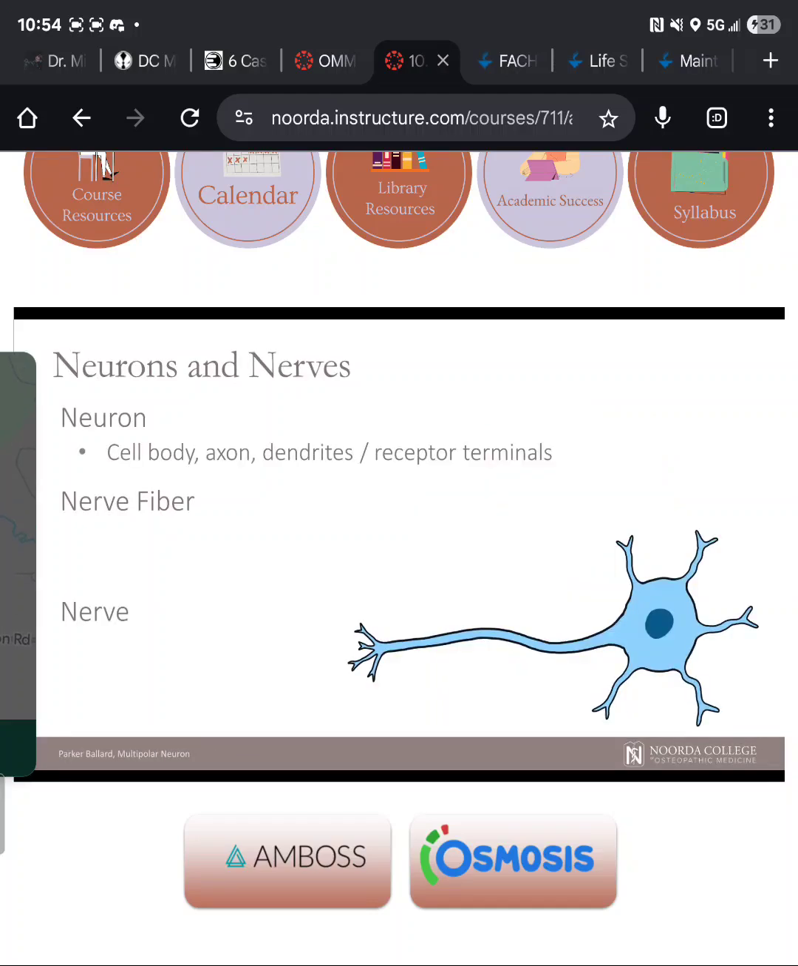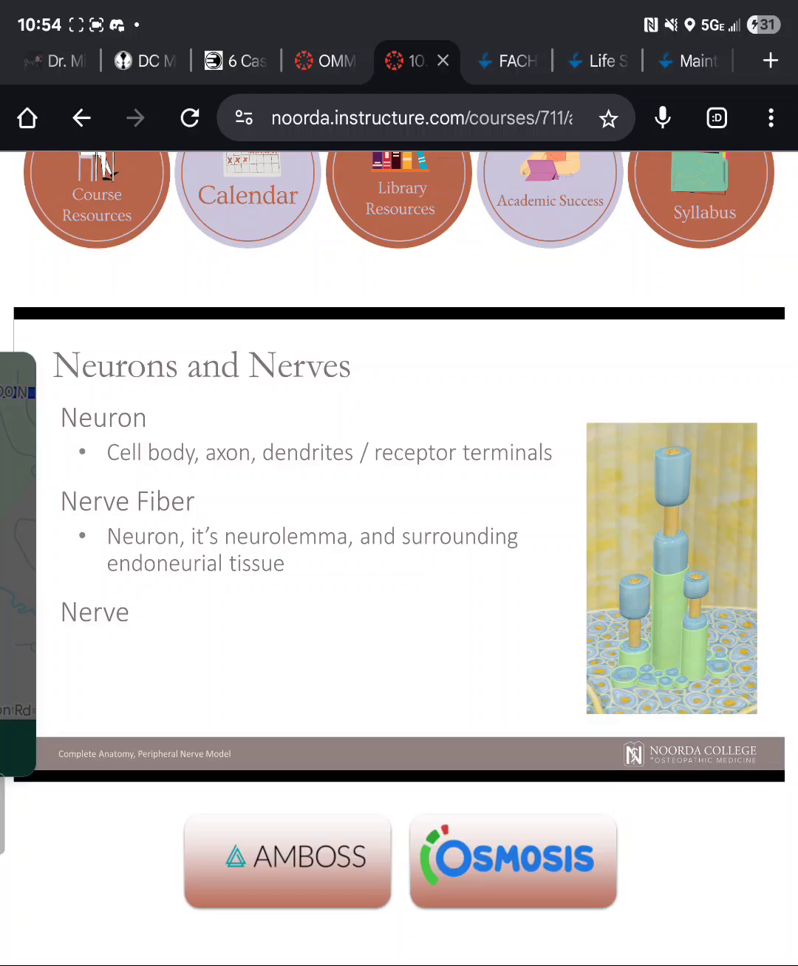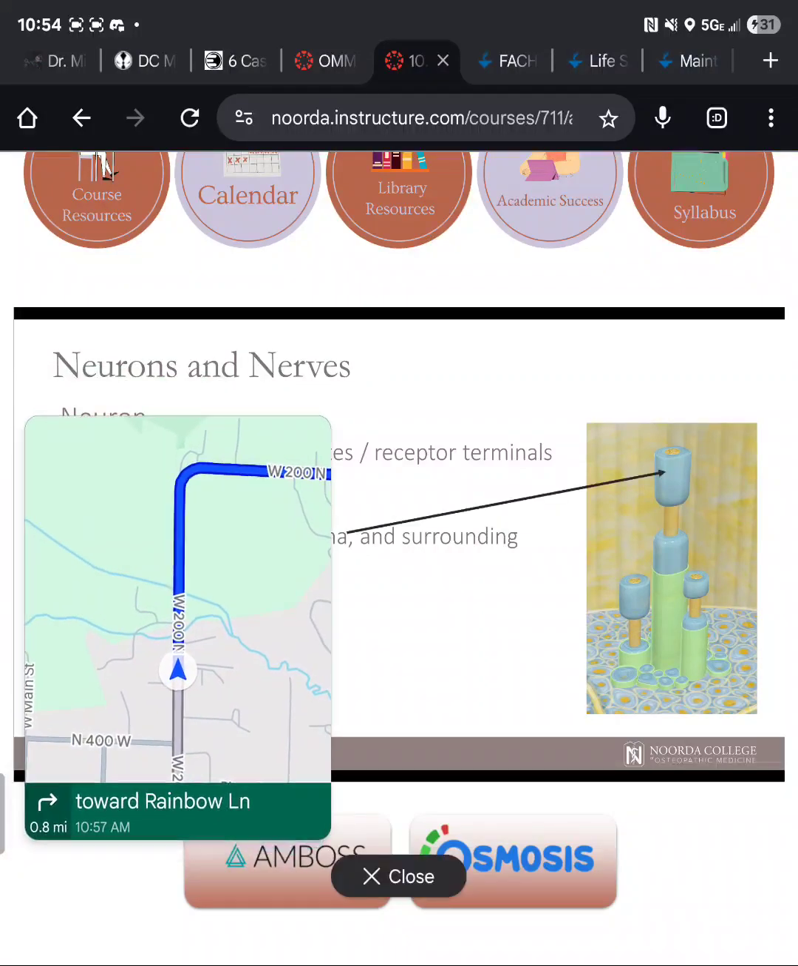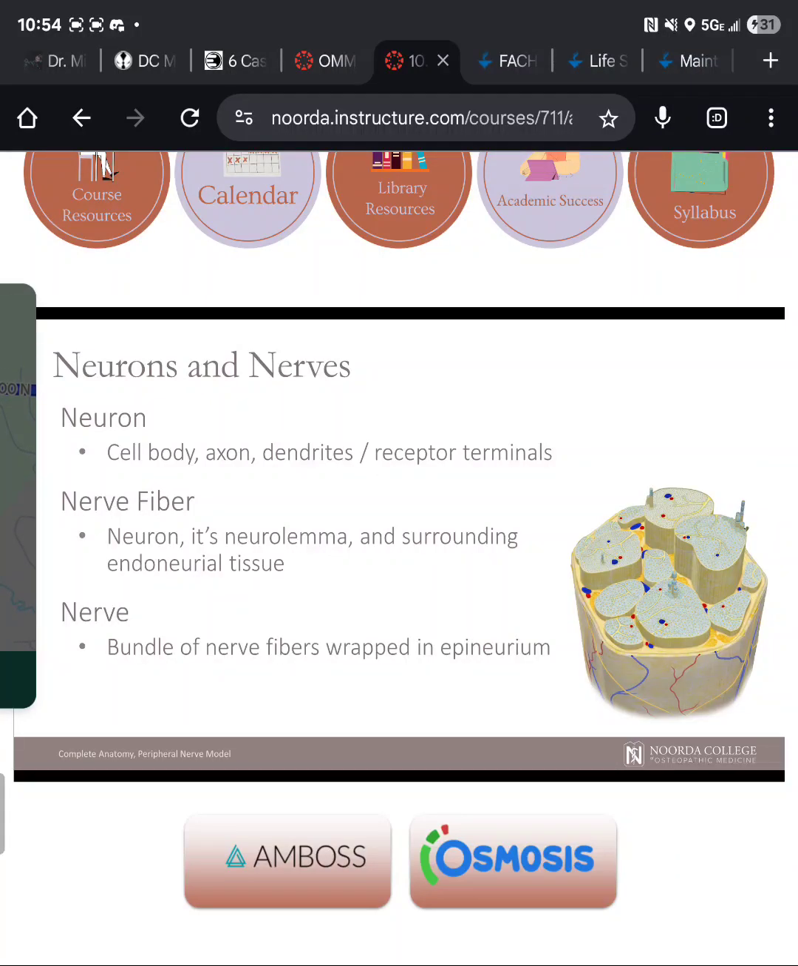Neurons consist of a cell body, an axon, and then either dendrites or receptor terminals depending on the type of neuron. Then a nerve fiber is a neuron with its neurolemma or glial cells and the surrounding endoneurial tissue. And if we look at this complete anatomy image here, we can see the axon of the neuron there, its glial cell providing myelin, as well as this endoneurial tissue surrounding. Then finally, a nerve is a bundle of these nerve fibers that are all wrapped together in epineurium.